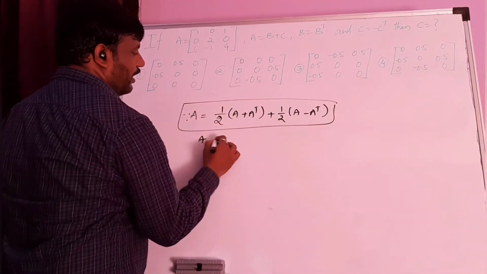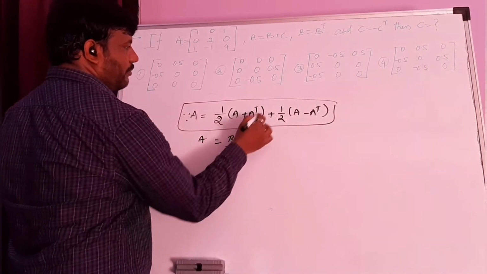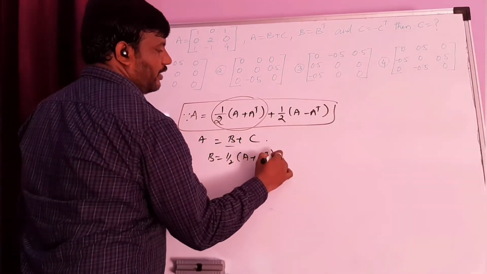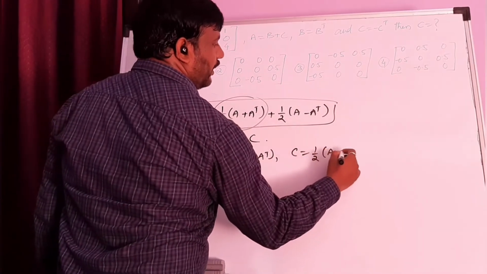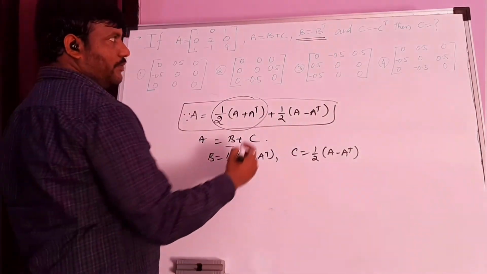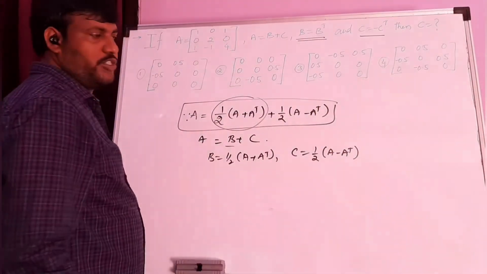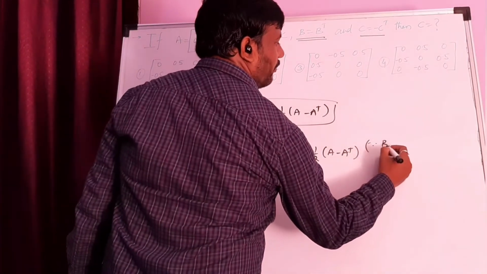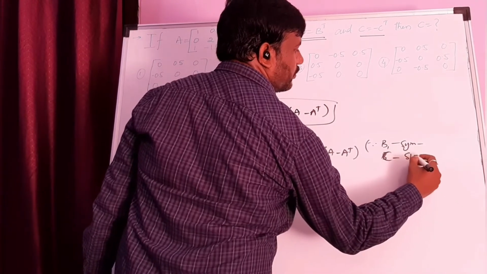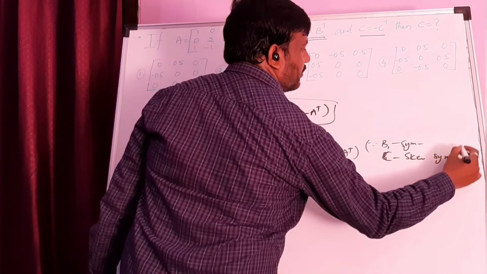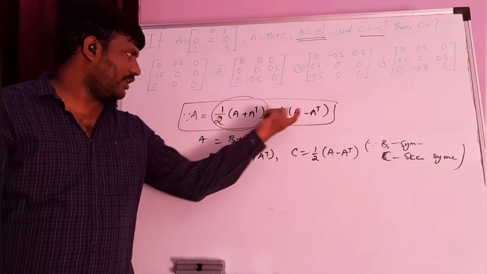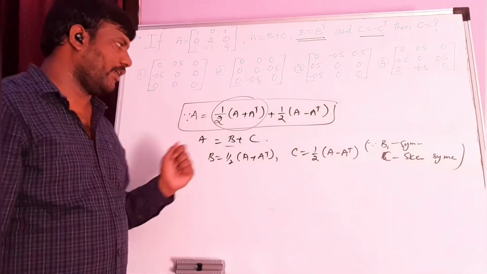Now here they gave A is equal to B plus C. It means clearly B is 1 by 2 of A plus A transpose, and C is nothing but 1 by 2 of A minus A transpose. Why? Because B is equal to B transpose means symmetric, and C is equal to minus C transpose means skew symmetric. Clearly they gave B as symmetric and C as skew symmetric. Since from this given, I can write A is equal to B plus C. I use a property, right? Now we need to find C.